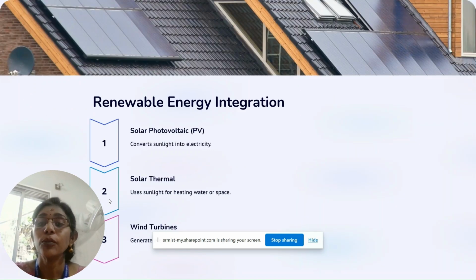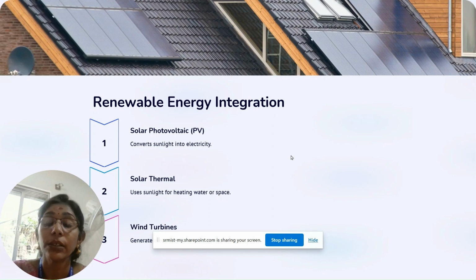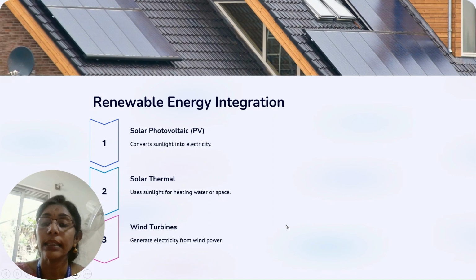The next is renewable energy integration. So, renewable energy is using solar and wind energy. When we directly use the solar energy to convert it into electricity, that is done by a solar photovoltaic cell. The second is if the same sunlight is used for heating water or the airspace inside the building, then you call it solar thermal utilization. And the last one is wind energy, wind turbines, where electricity is generated from the wind power.